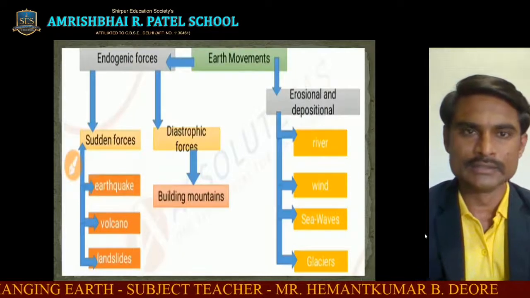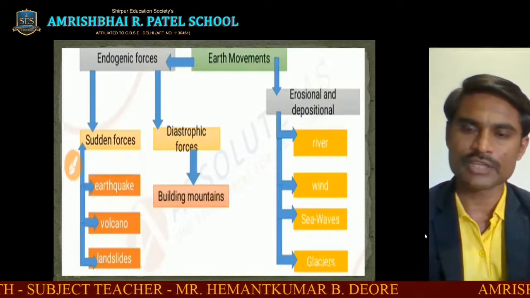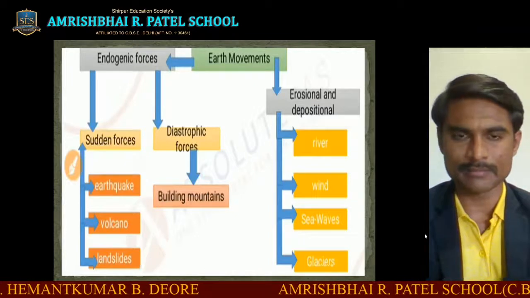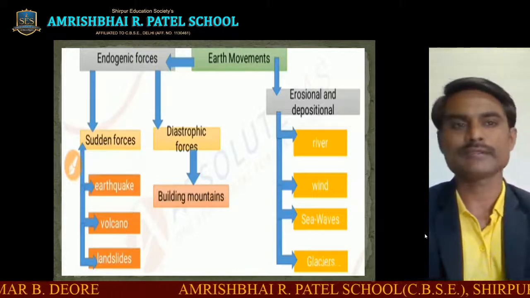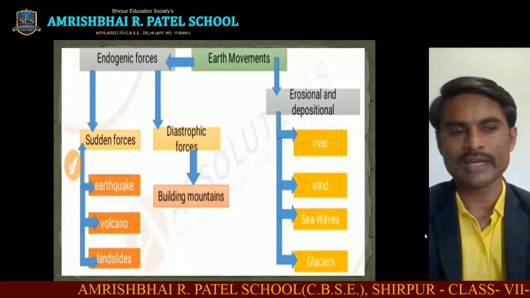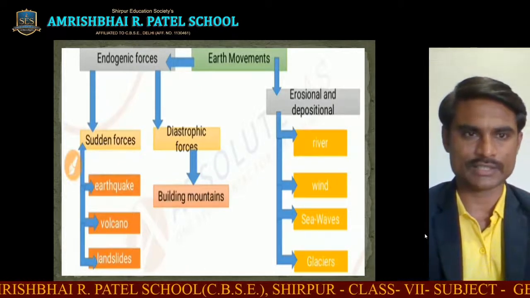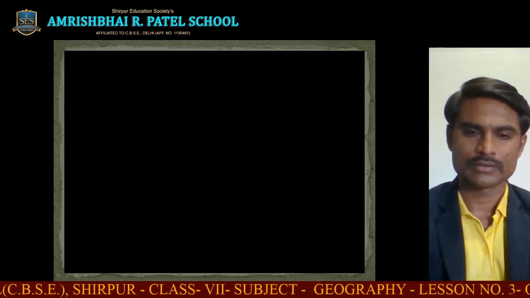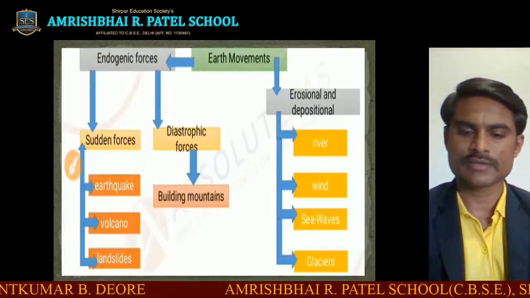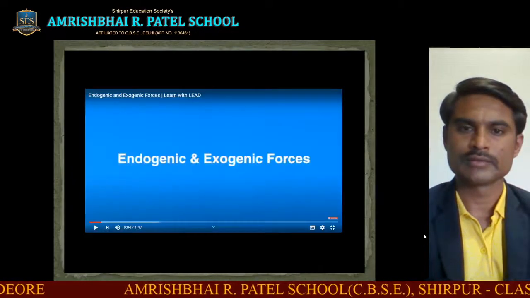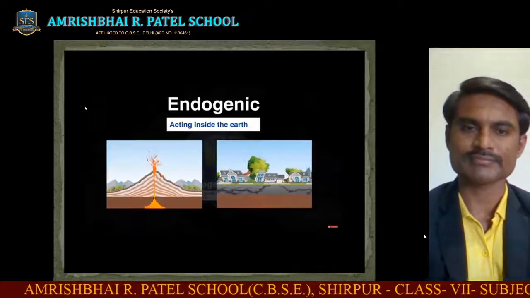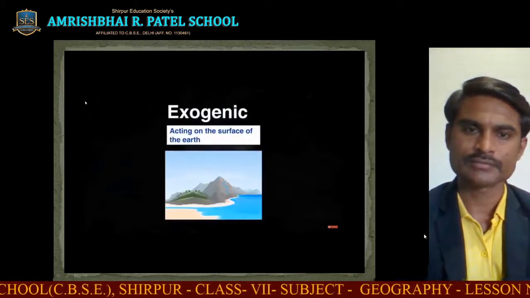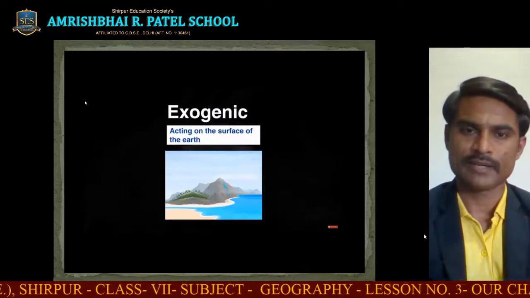Let us watch a graphic regarding this. Endogenic forces: sudden forces like earthquake, volcano and landslides. The diastrophic forces, like the formation of mountains and earth movement, are endogenic. Erosion and deposition happen on the surface of the earth. That's why they are exogenic: river, wind, sea waves and glaciers. So let us understand once again. Endogenic forces are those which are inside or beneath the surface of the earth. And exogenic forces are those which are acting on the surface of the earth.